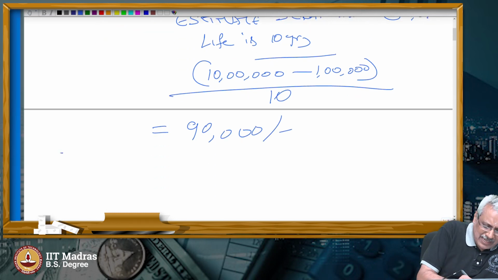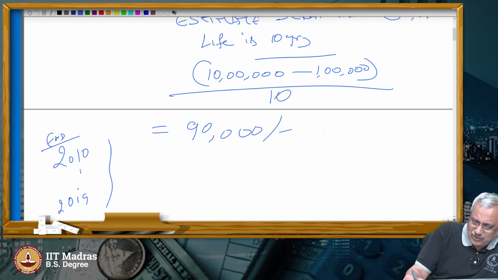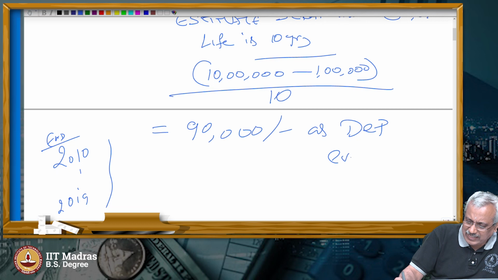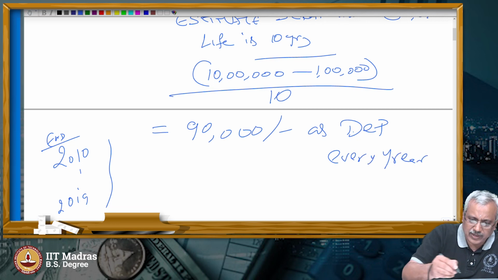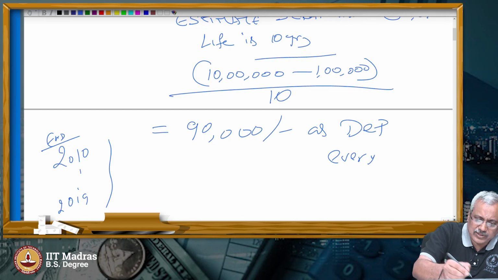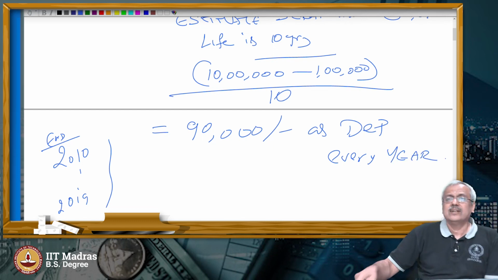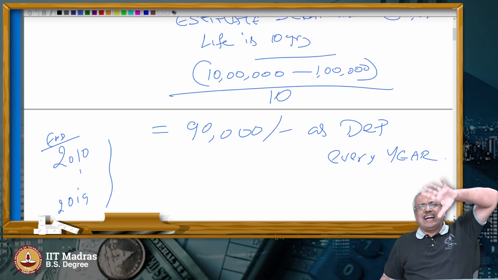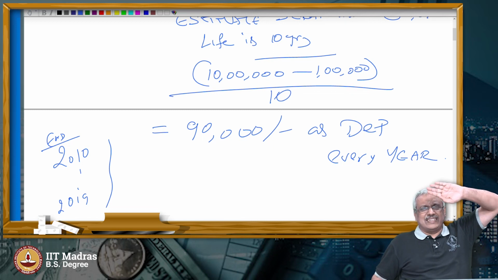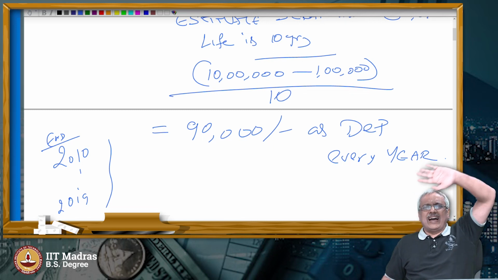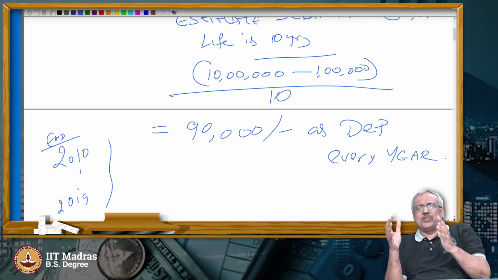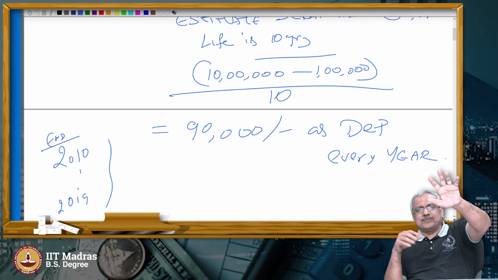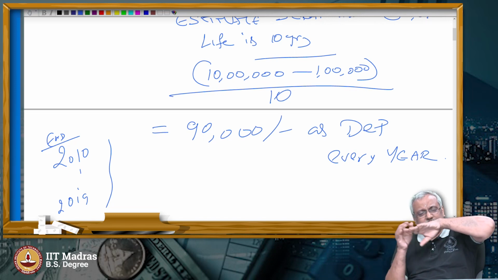So what is happening? From the end of the year 2010, for the next 10 years till about 2019, I am going to charge 90,000 as depreciation every year. So my depreciation is straight line. It is reducing by the same amount every year till the life of the machine. That's all. So what is the value you depreciate? The value you depreciate is the value that you utilize, the value of the purchase minus the estimated scrap value. How do you make an estimate? You make a rough estimate.